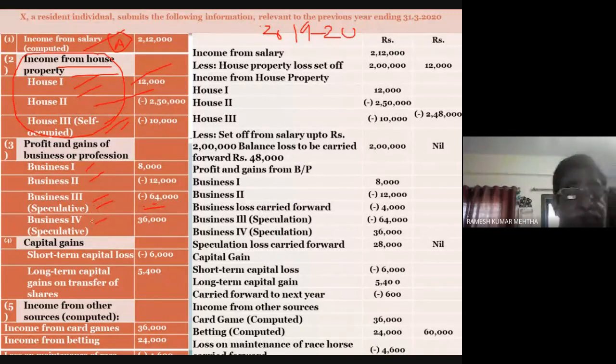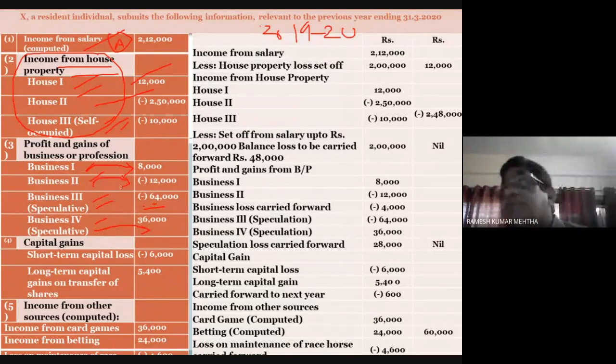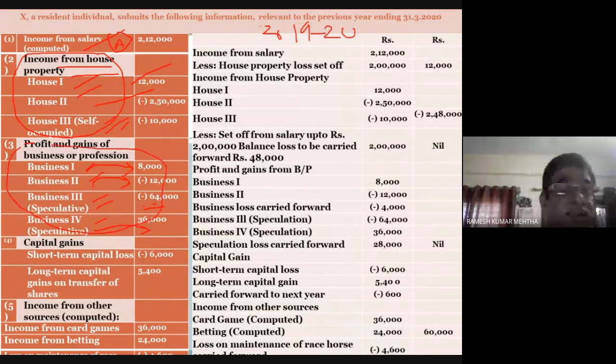Business four was a non-speculative business and there is a profit of 36,000. Business one is assumed to be a non-speculative business and there is a profit of 8,000 rupees. Business two also is assumed to be a non-speculative business in nature and there is a loss of 12,000 rupees. So this part is over. So this is the third source of income under profits and gains from business or profession.